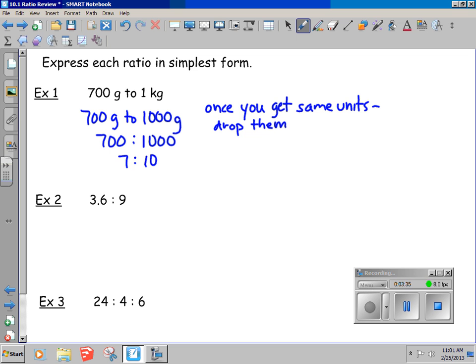Example 2 shows a decimal in a ratio, and we said we can't have that. So we want to clear the ratio of decimals, and the easiest way to do that is usually to multiply by a power of 10. If I multiply both parts of the ratio by the same number, I don't change the overall comparison. So to get rid of the decimal 3.6, I need to multiply it by 10, which means I also have to multiply the 9 by 10. So this is like a ratio of 36 to 90. Multiply by a power of 10 to clear decimals.